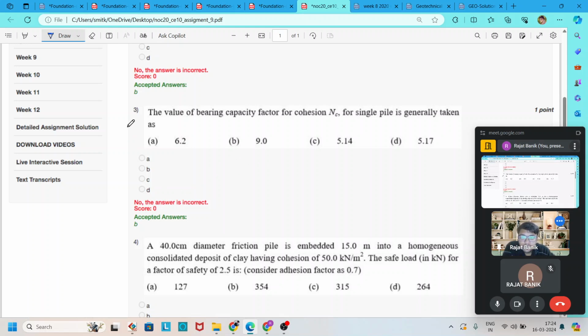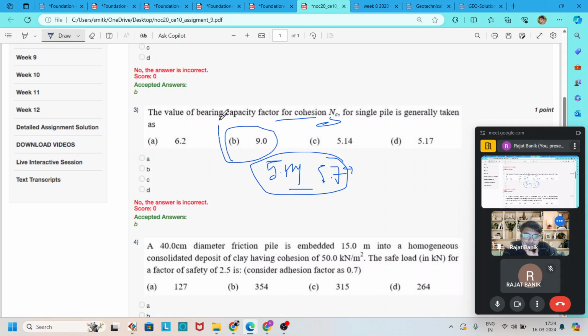It is said that the value of bearing capacity factor Nc for a single pile is generally taken as. So we know the Nc value for cohesive soil for a shallow foundation: by Meyerhof's formula it is 5.14, and for Terzaghi it is 5.7. Both these are values for shallow foundations. But for deep foundations, this value changes and it is equal to 9. So our correct option is option B.